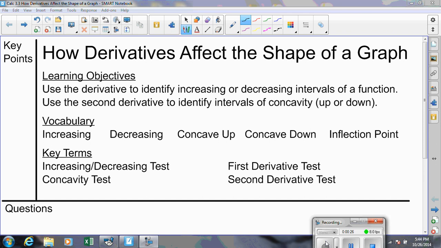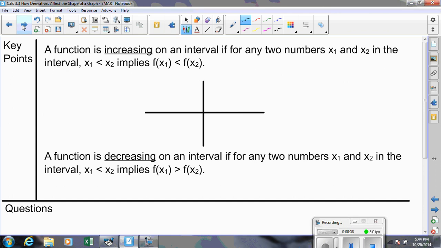Looking at our vocabulary, you can see, of course, how the vocabulary ties directly into the learning objectives. And our key terms are the tests which will allow us to achieve our learning objectives. So let's start off with some of the words you need to know. A function is increasing on an interval if, for any two numbers x1 and x2 in the interval, x1 less than x2 implies f of x1 is less than f of x2.